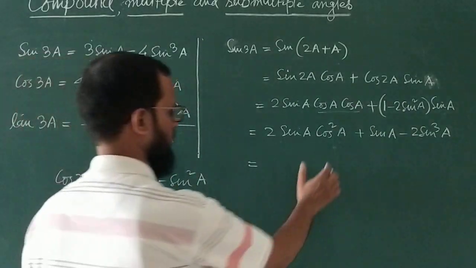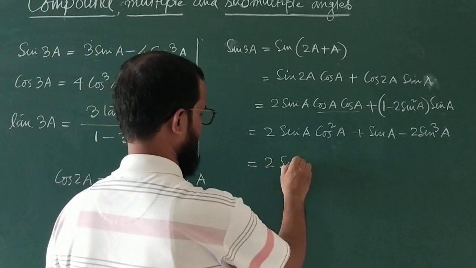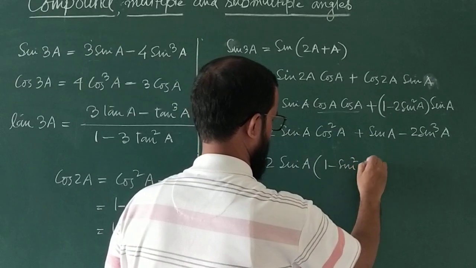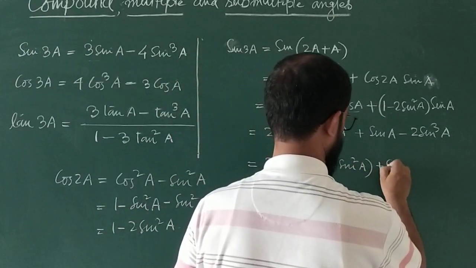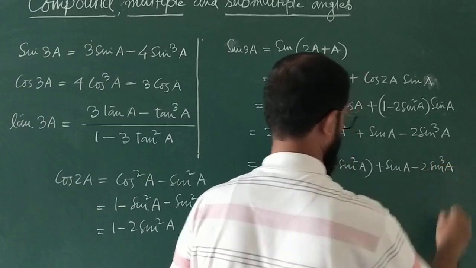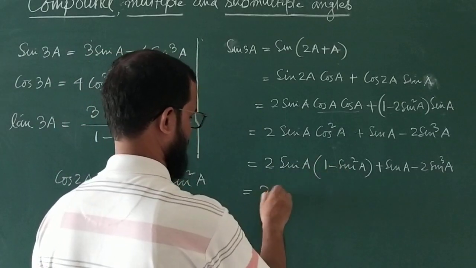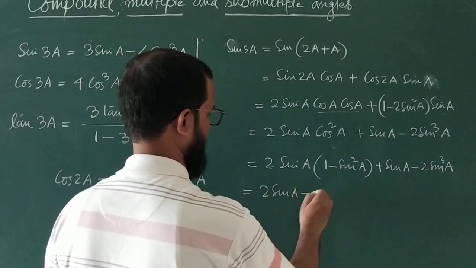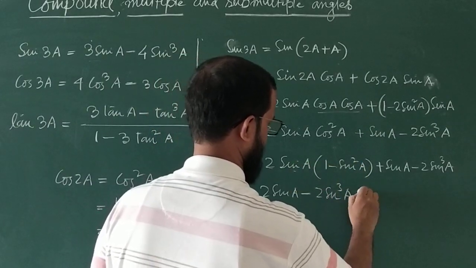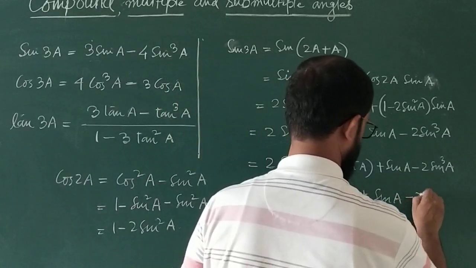So that's why this cos square, cos को क्या करना है? sin में convert करो. How you can convert into sin? cos square a equal to what? 1 minus sin square a plus sin a minus 2 sin cube a. Okay, now this expression is what? If we expand it, 2 sin a minus 2 sin cube a multiply करने से होगा plus sin a minus 2 sin cube a.